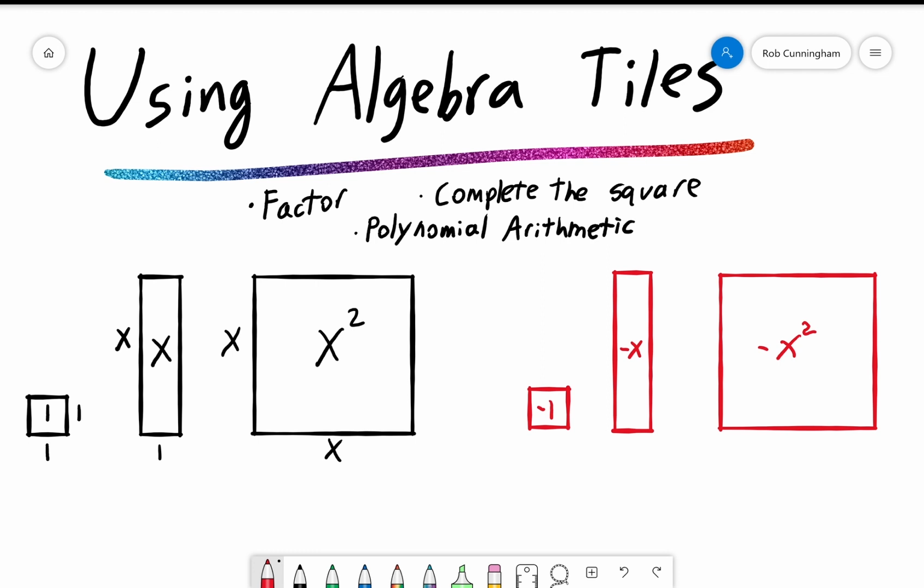With these 6 blocks, we can represent any quadratic polynomial and physically show how it can factor or how the square can be completed. What's that? You want examples? Fantastic. Let's do some examples.